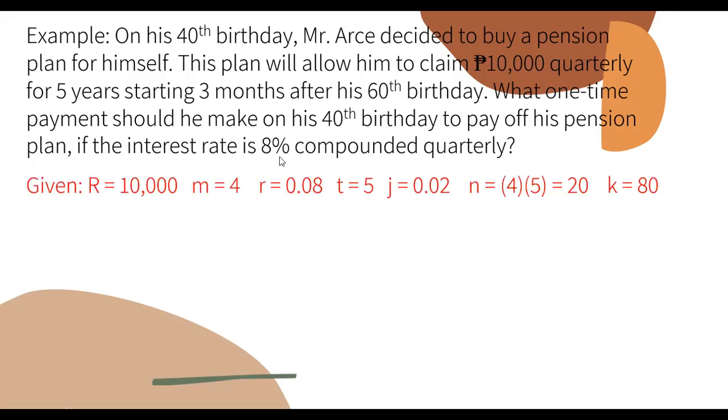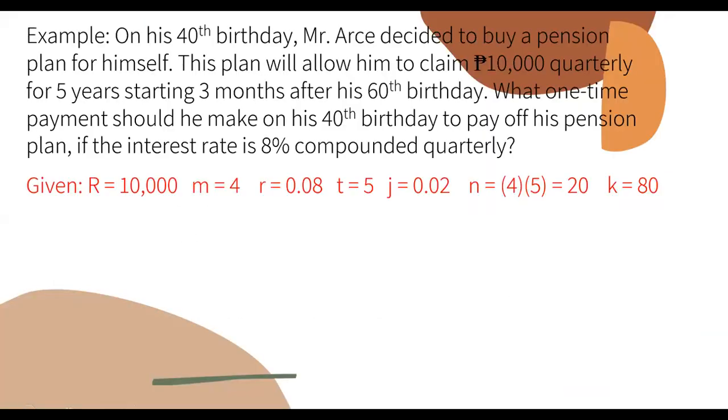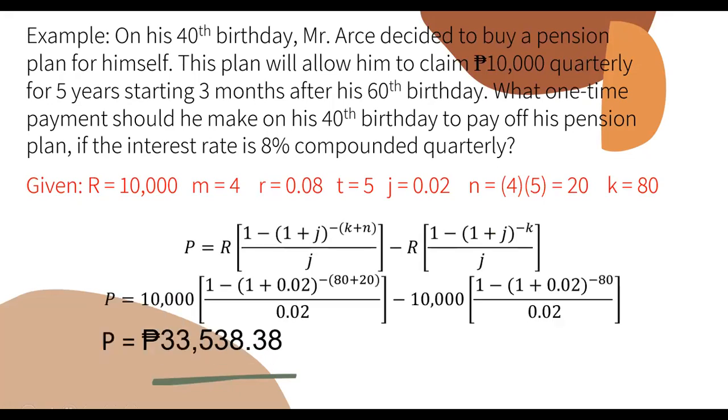Why naging 4? Quarterly. Ayan. And then the rate is 0.08, then the time is 5 years, and 0.08 divided by 4, okay? Yan, R over M. And then the N will be M times T is 20, and then the K is 80. Bakit siya magiging 80? Kasi nga, bakit naging 80 ang ating K? Ano nga daw ang K? K is the number of conversion periods in the deferral. Yan. So using the formula, yan po yung lumabas na formula natin.